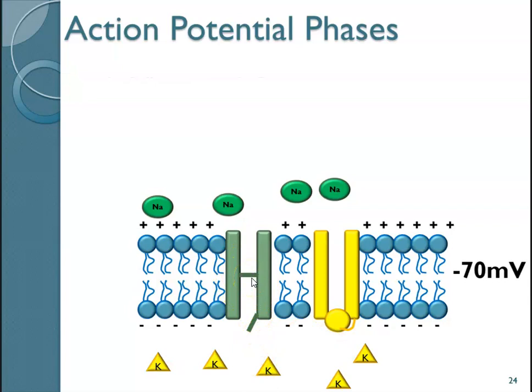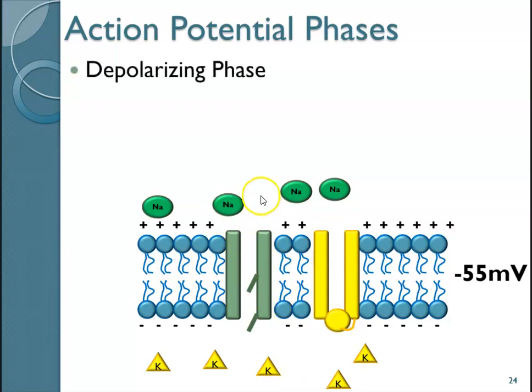Oh, let me also go back. So this is the activation gate, and this is the inactivation gate. So activation gate is closed at rest, inactivation gate is open. The potassium gate is closed at rest. This is the only gate. Okay, so at -55, we're going to have the activation gate opening. So you're going to see the channels open, right?